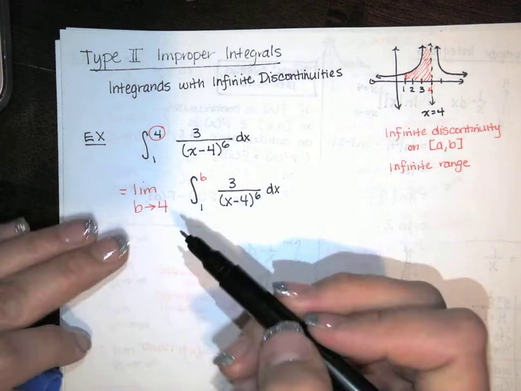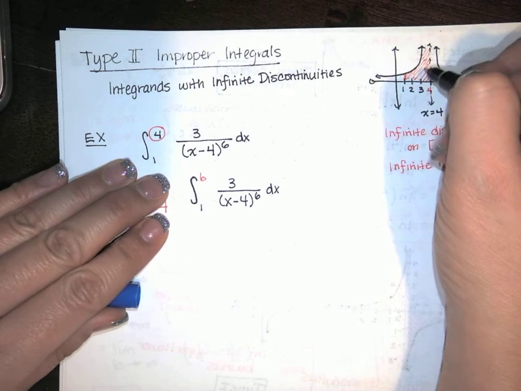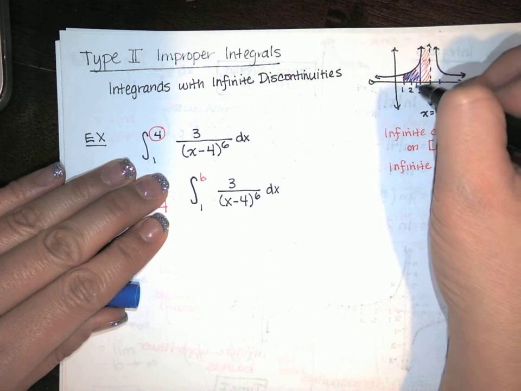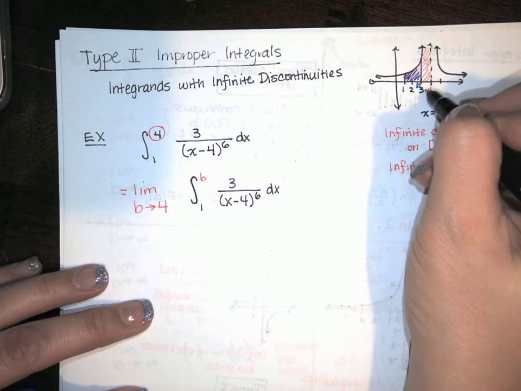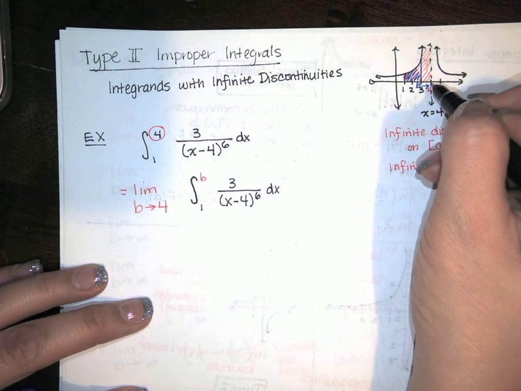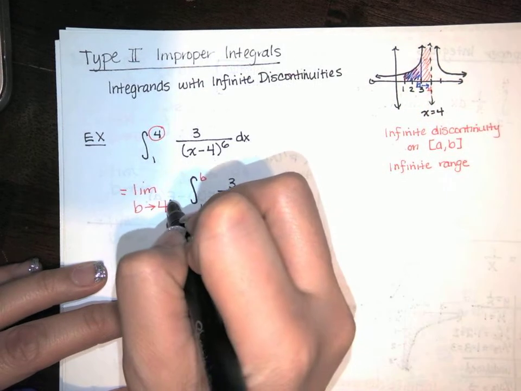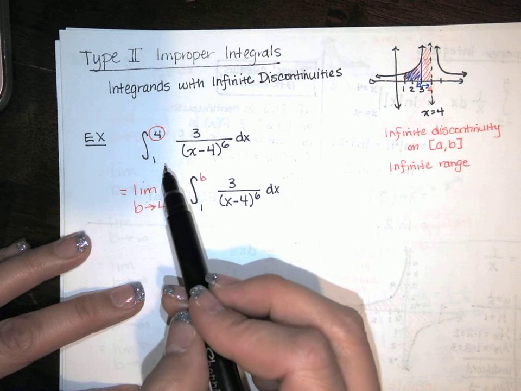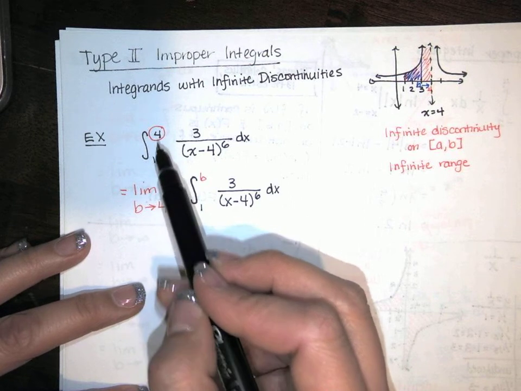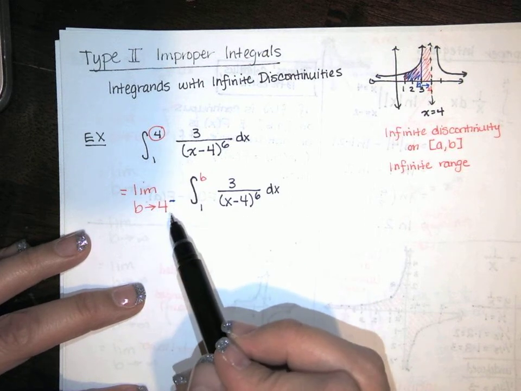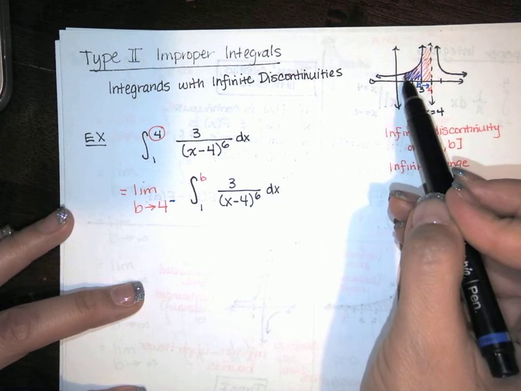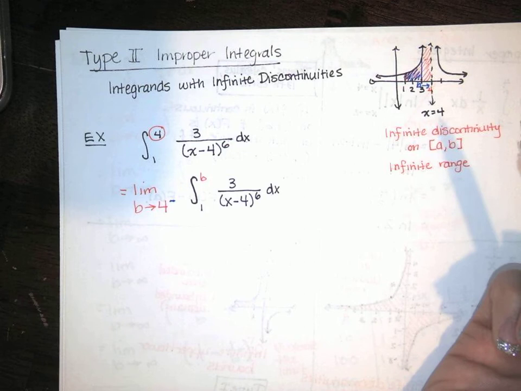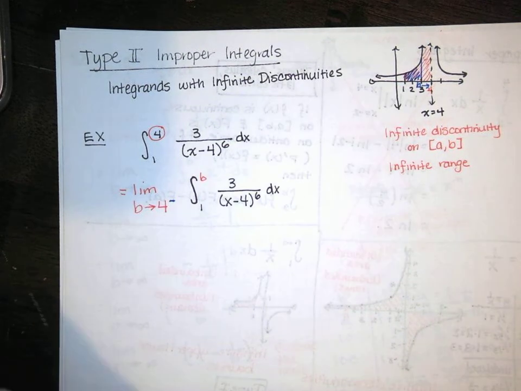Graphically, what this is doing is computing the area from 1 to b. So let's say b is 3. So b is right there. And then we're going to let b get closer and closer to 4, and notice we're getting closer and closer to 4 from the left. Whenever the problem x value occurs at the upper bound, you're always going to approach that upper bound from the left, because the lower bound is fine, and b is going to get closer and closer from the left every time.